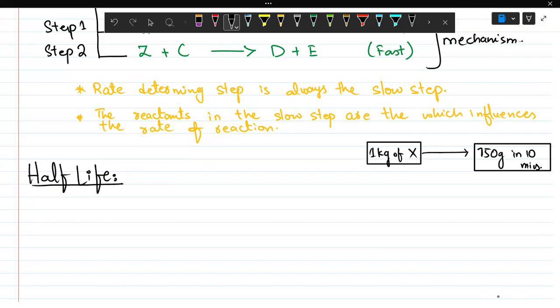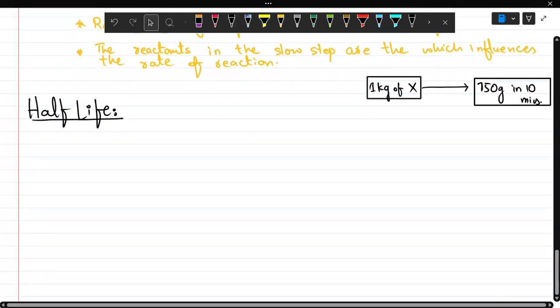This is the phenomenon. But if I have 1 kg or 1 liter of one unit of substance X, and its concentration is decreasing, and in 10 minutes it becomes 750 grams, and I ask you what the half-life of the material is, you have to calculate through a pattern. You need to apply some analogy and some calculation. So what is the half-life and where is it coming from?